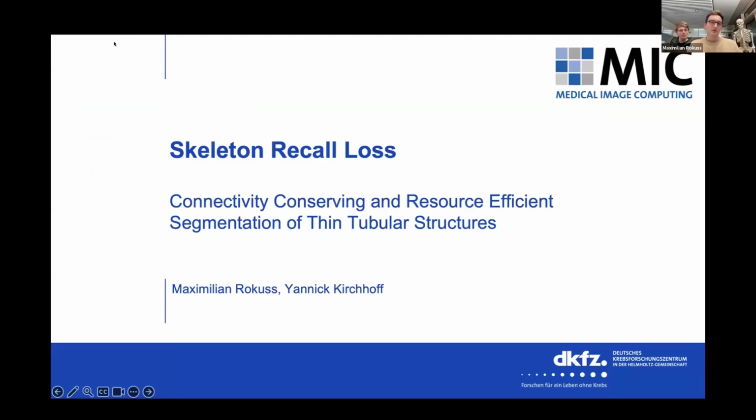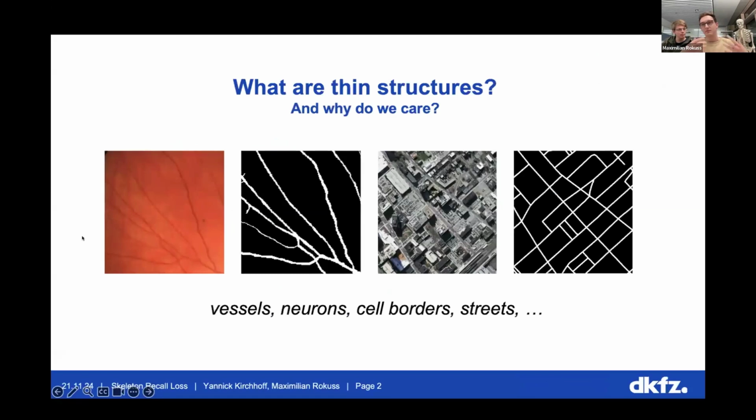We are going to talk about our loss function, which is called skeleton recall loss, for connectivity-conserving and resource-efficient segmentation of thin tubular structures. And basically by that, the first question which arises is, what are thin structures? What are thin tubular structures? And as a follow-up question, I guess, why do we actually care about that?